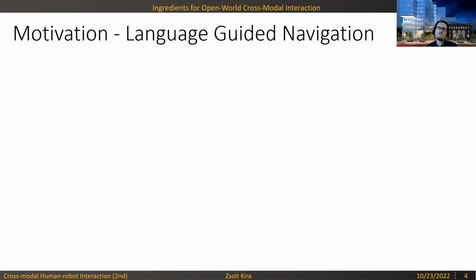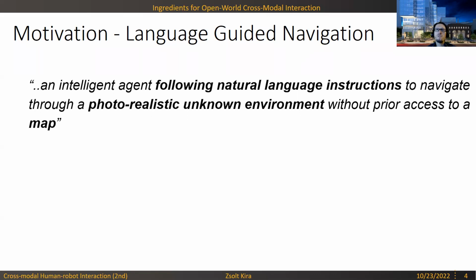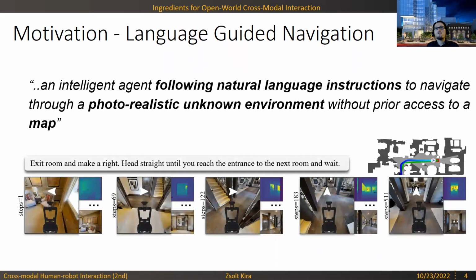As a motivating task, we can think about something that probably a lot of you already know about, for example, language guided navigation. Here, a human provides natural language instructions to navigate through some environment. This can be in the real world, or often we use simulation or photorealistic environments from 3D reconstructions to allow a robot to navigate this environment without access to a priori maps or explicit knowledge of goals, for example. And so here's one example: exit the room, make a right, head straight until you reach the entrance, and go to the next room and wait.